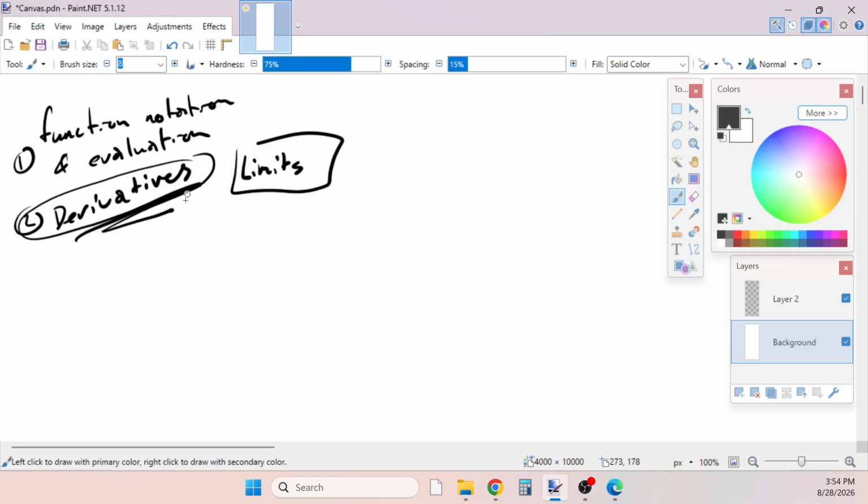So I do appreciate the enthusiasm of wanting to get into derivatives. It'll be really cool when we see what derivatives do. But we're just going to hold off a little. And I hope that doesn't disappoint. So we're going to talk about function notations and evaluations.